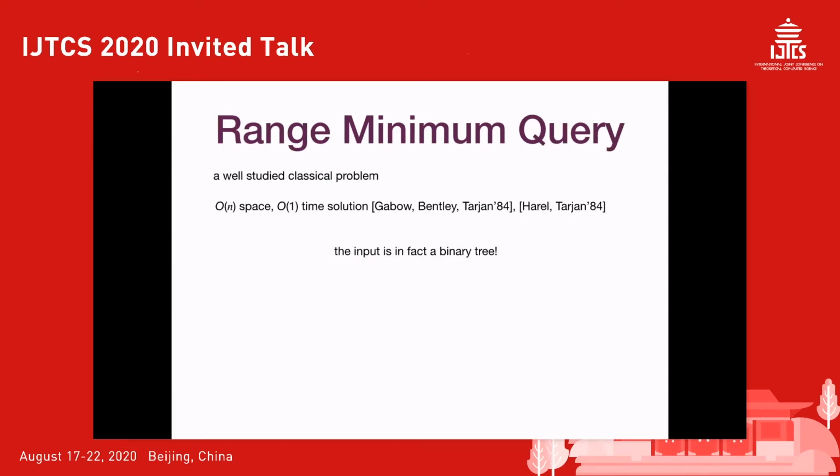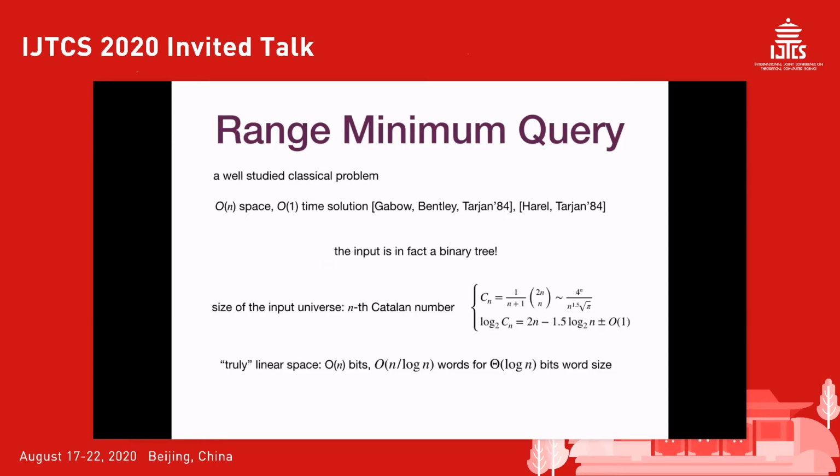RMQ has a classic textbook solution, which uses open space and constant time. As we argued before, the input is in fact a binary tree, and the size of input universe is a Catalan number. The logarithm of the nth Catalan number is 2n minus O(log n). Therefore, the truly linear space should be O(n) bits, using O(n over log n) words if the word size is log n.